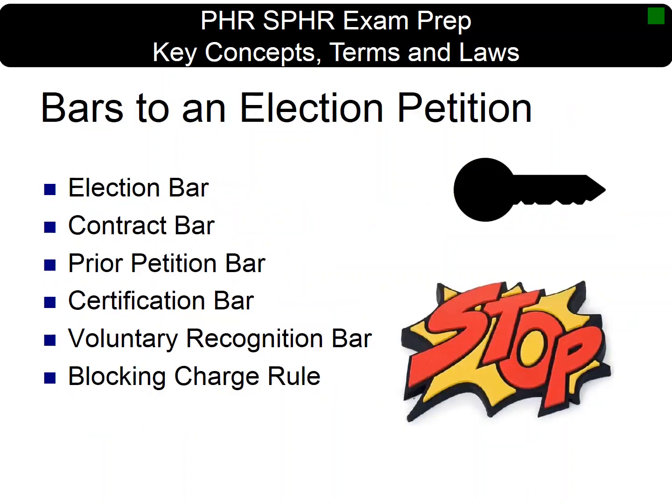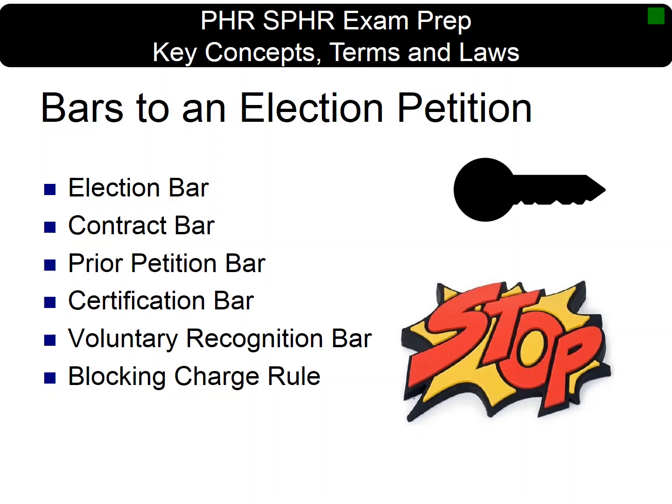New elections cannot be conducted by the NLRB under certain conditions, called election bars. The purpose of a bar is to preserve the integrity of the bargaining relationship and afford new unions an opportunity to represent workers without having their legitimacy challenged. A valid election was held during the preceding 12 months is called an election bar. A valid union contract already exists is called a contract bar. A prior election petition was withdrawn by the requesting party within the past 6 months is a prior petition bar.